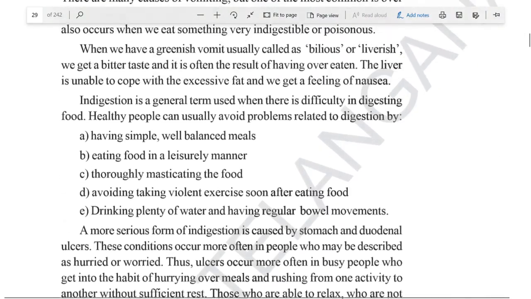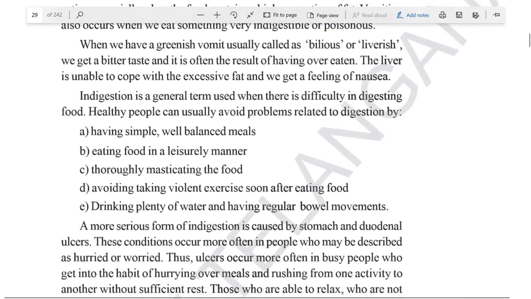That's it. And what should we do while we are eating? Have simple and well balanced meals. Eat food in a leisurely manner. Don't eat in a hurry. Have a balanced diet. Don't overeat. Don't eat too little food or too much food. Balance.